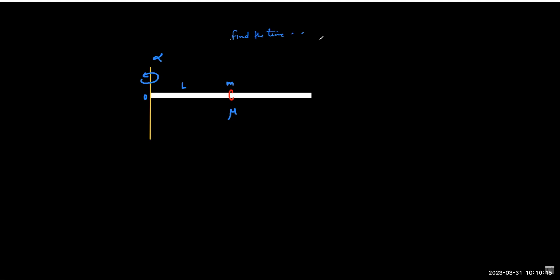So after what time the ring will slip? Initially, it is at the midpoint? No, L distance away. And the length of the rod doesn't matter. The ring will start slipping, not come out of the rod, right? No, no, no. Okay, okay.